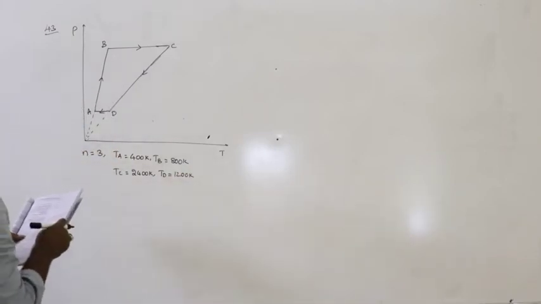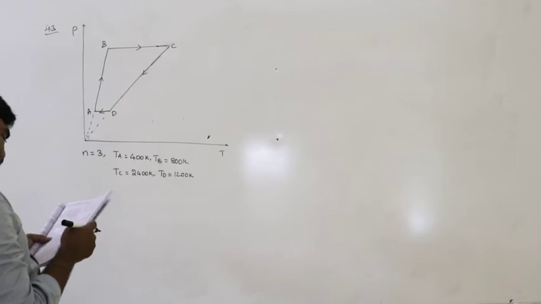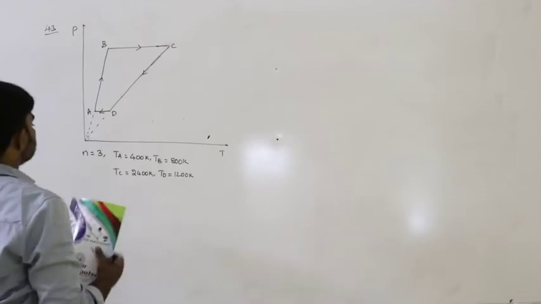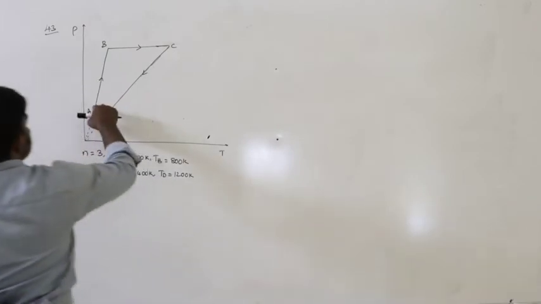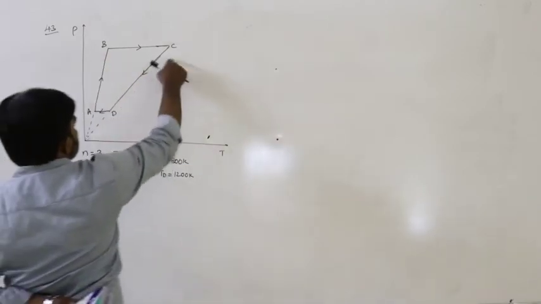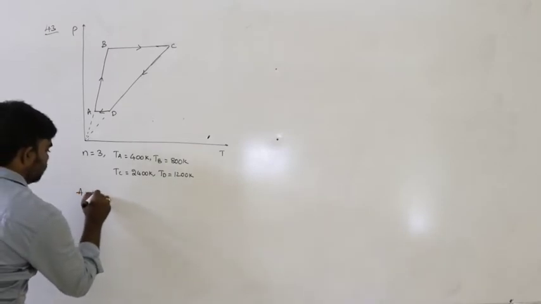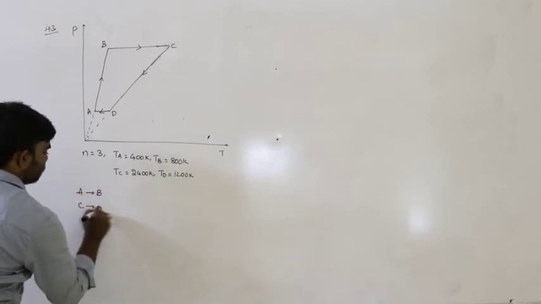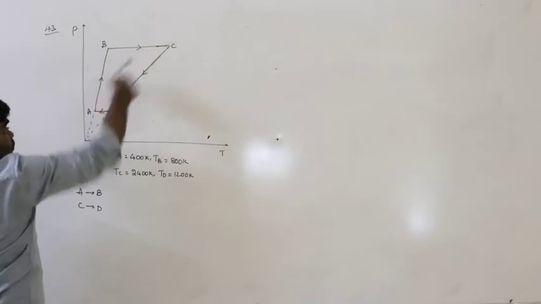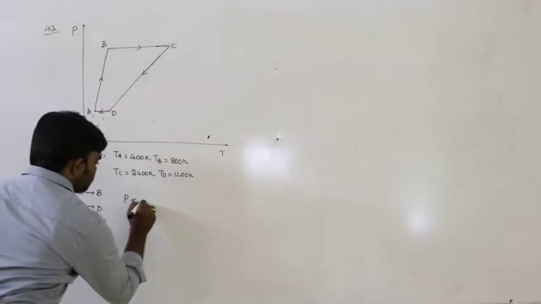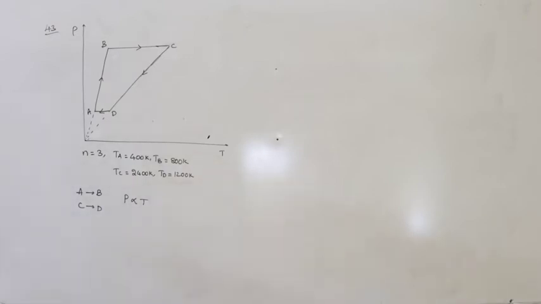So what is the work done by the gas approximately? That's what we have to calculate. Now see the shape of the graph, A to B, C to D. First we can discuss A to B and C to D. Straight line passing through origin. So that means the pressure is directly proportional to temperature.